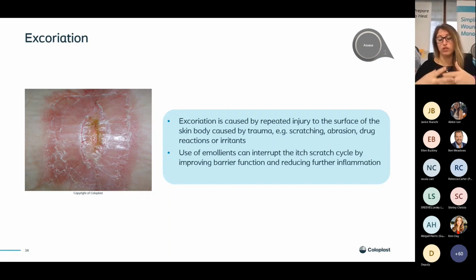because with excoriated tissue, it can become very itchy, and we need to break that itch-scratch cycle. We need to improve that barrier function and reduce the inflammation that is there. And to be able to do this, you can use an emollient. It can help with that itch-scratch cycle. If we can stop the patient from scratching, we can stop the patient from breaking their skin, and then it's more difficult for infection to be introduced to that wound.